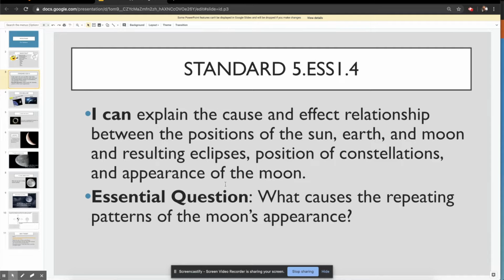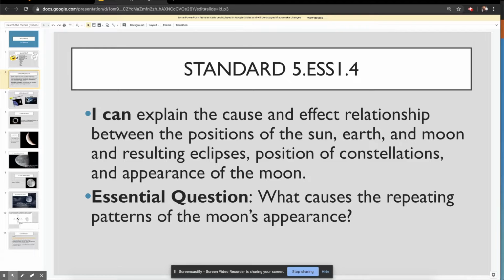So that kind of leads us into our essential question today. At the end of this video, I would love to see some comments as your answers to this particular essential question. What causes the repeating patterns of the moon's appearance? In other words, throughout a month, for example, we'll start to see different patterns in observing the moon. And so we're really going to be looking at what are those patterns today, as well as using some background knowledge of what causes the moon to orbit the Earth, as well as that whole revolution and rotation along the sun.